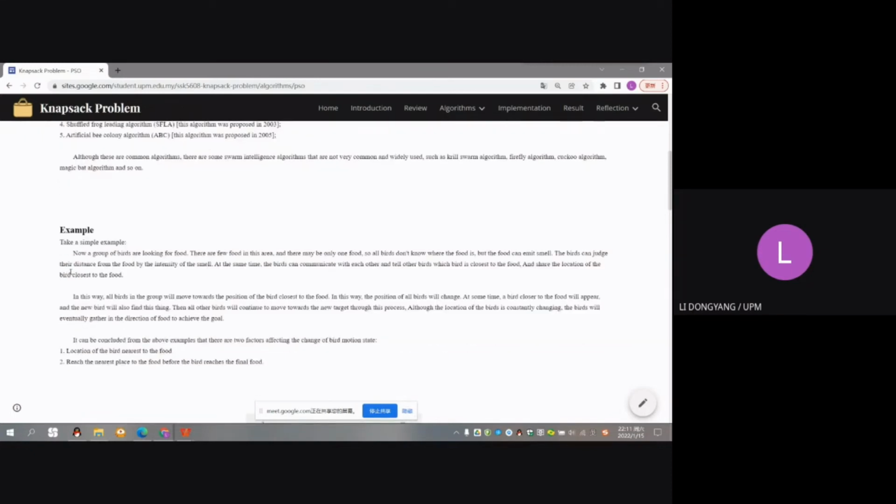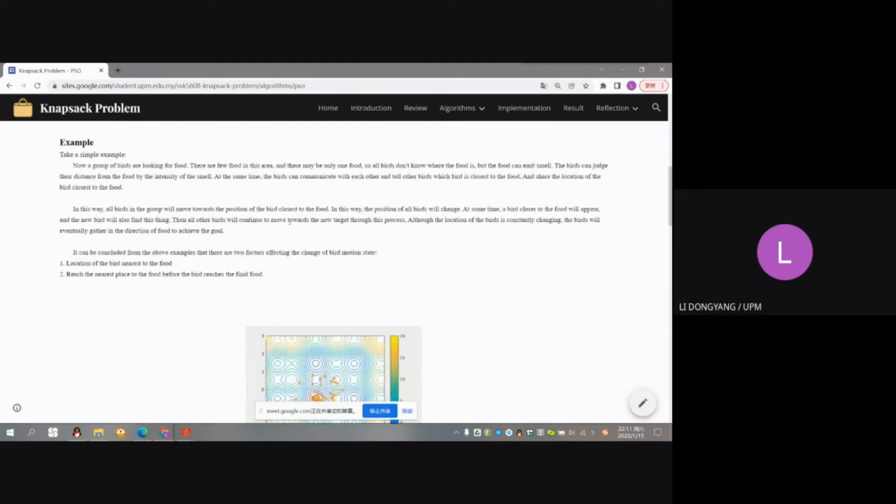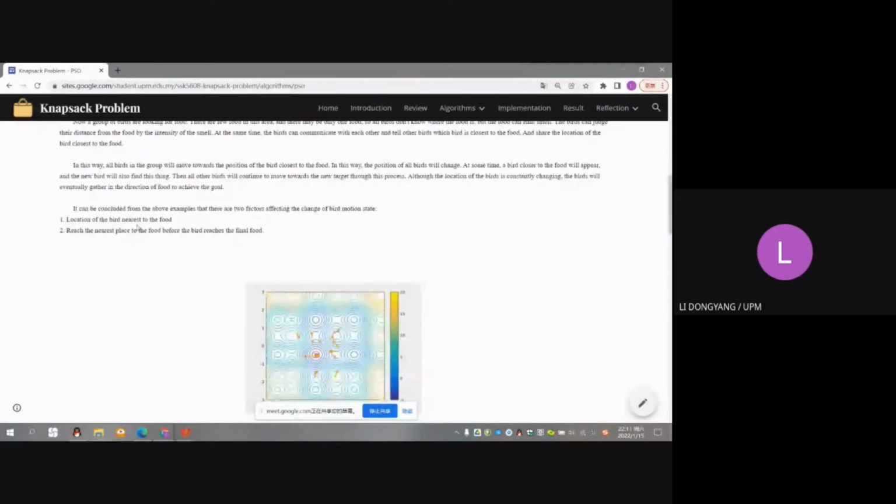For example, for PSO, take a simple example here. Now there is a group of birds looking for food. The food is in this area, and only some of them know where the food is. In this way, all birds in the group will move towards the position of the bird closest to the food, so the position of the birds will change. It can be concluded from this example that there are 2 factors affecting the change of the bird's motion state. The first is the location of the bird nearest to the food, and the second is the nearest place to the food that a bird has reached before reaching the final food.